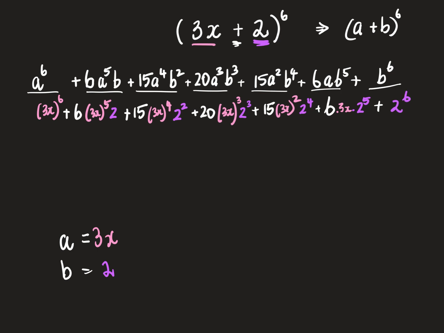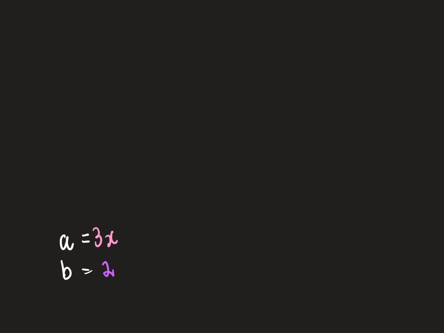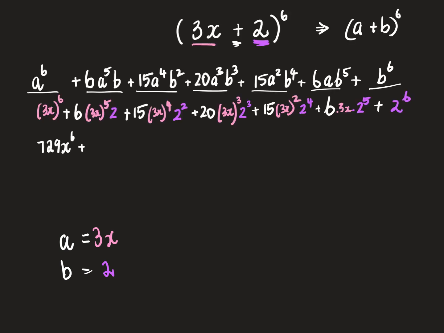Now I'm going to use my calculator for the next one here. I need 3 to the power of 6, and that's going to be 729x to the power of 6. Next one I have to type in 6 times 3 to the power of 5 times 2, 2916x to the power of 5. Next one, what am I typing in? 15 times 3 to the power of 4 times 2 squared. And the numbers here get quite big. Not forgetting my x to the power of 4 here.